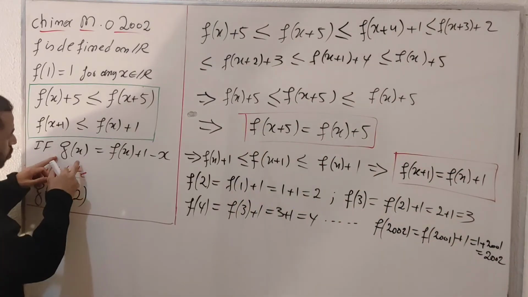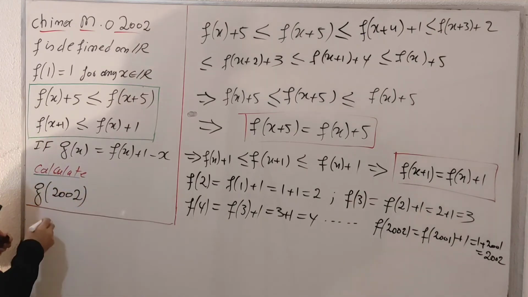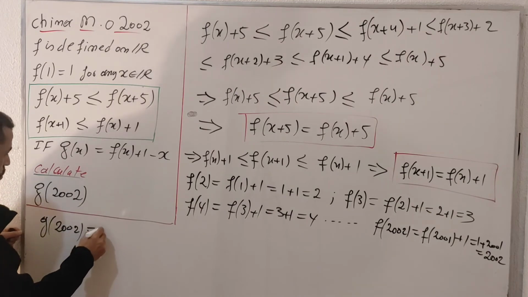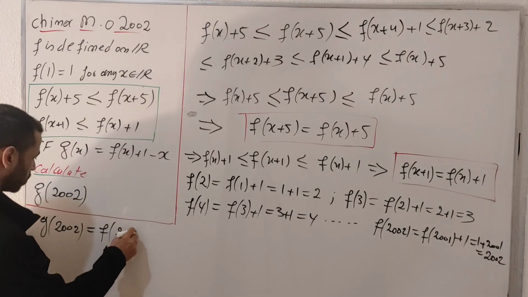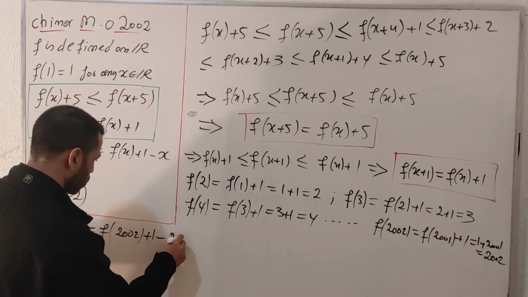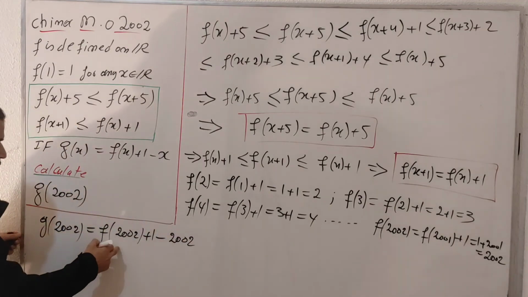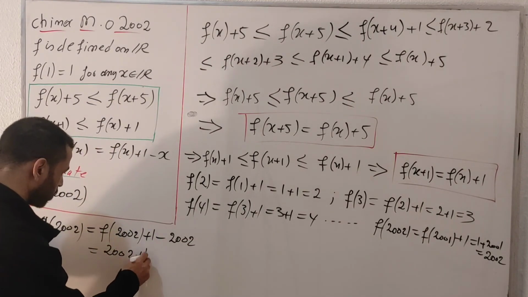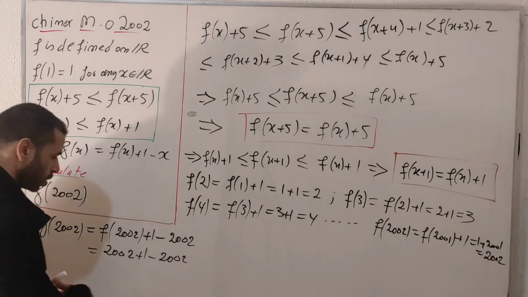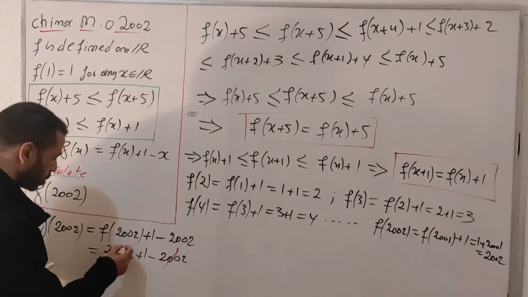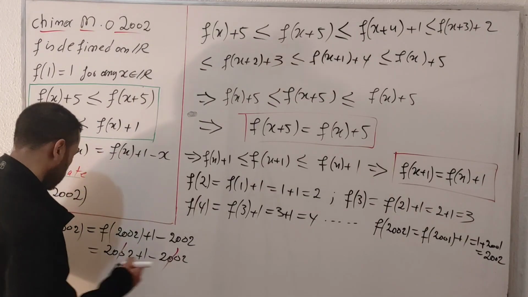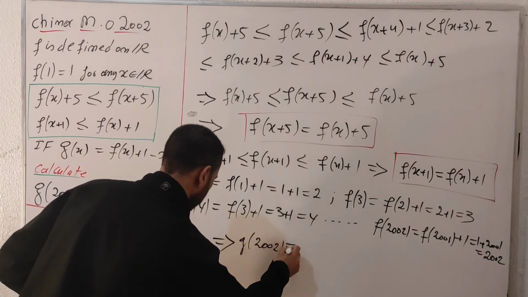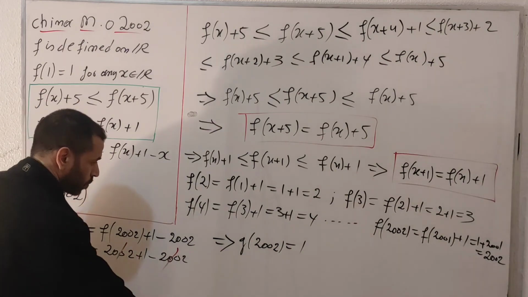Consequently, I'm going to use this as I have here. We calculate g(2002), which is equal to f(2002) + 1 - 2002. I already calculated f(2002), which was 2002, plus 1 minus 2002. The 2002 cancels out because one is positive and the other is negative. So we end with g(2002) = 1. We have ended with this value.